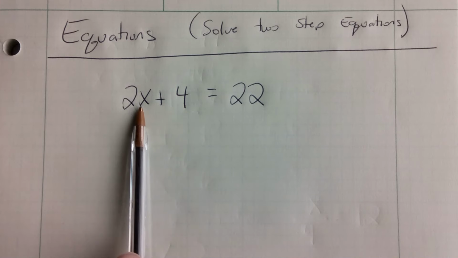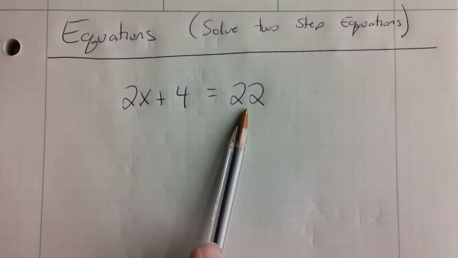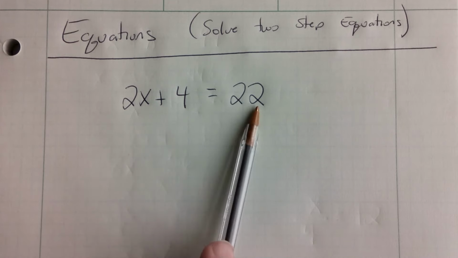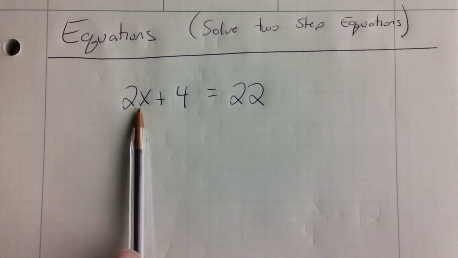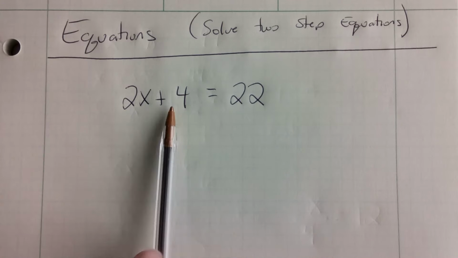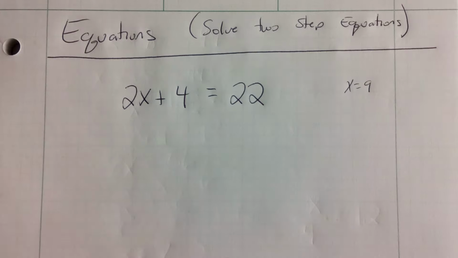We could go, okay, well, if I plug in a 5, 2 times 5 is 10, 10 plus 4 is 14, not even close enough. So we try 8, 2 times 8 is 16, 16 plus 4 is 20, still didn't quite get it. 2 times 9, 9 is 18, 18 plus 4 is 22. Oh, so I know my solution is 9, right? But that's just guessing. That's just trying numbers.